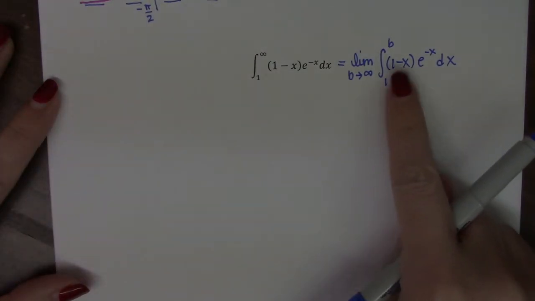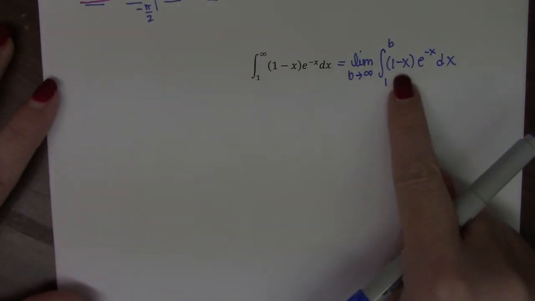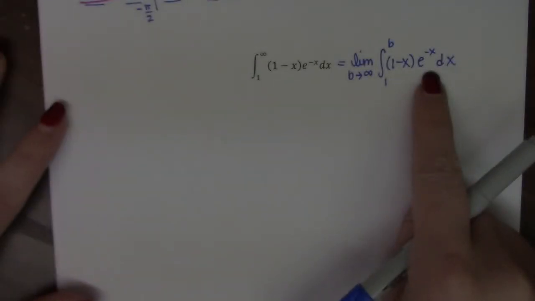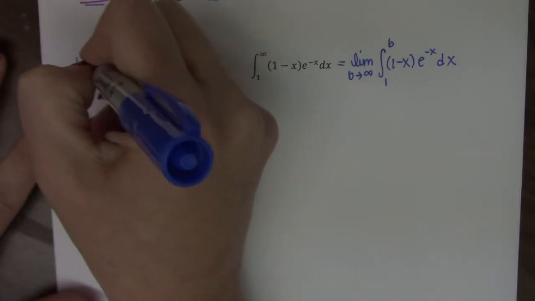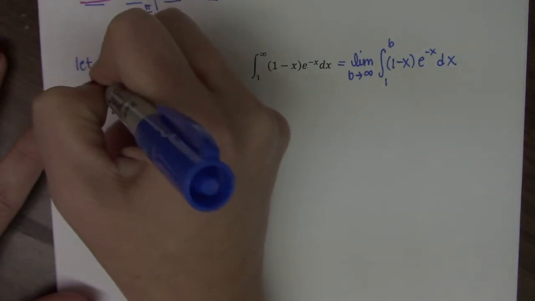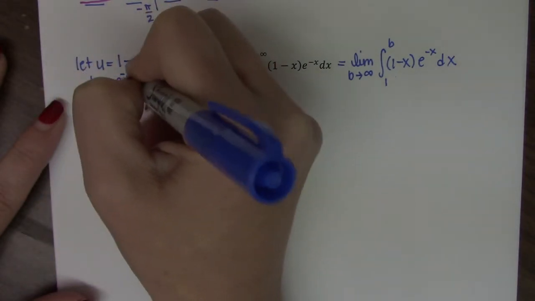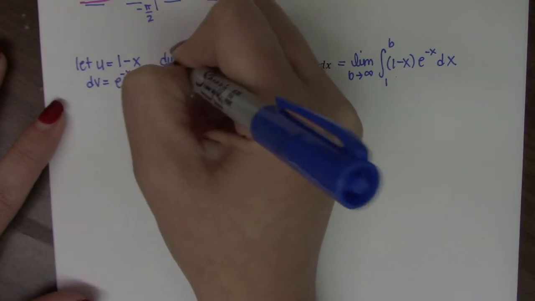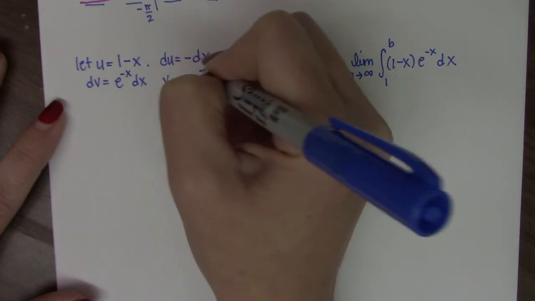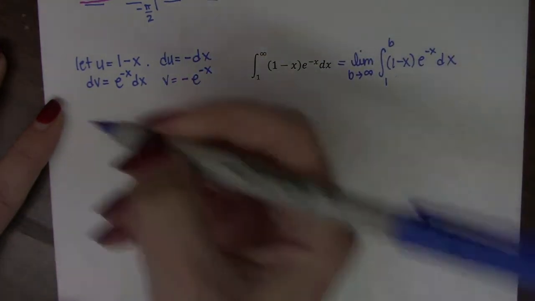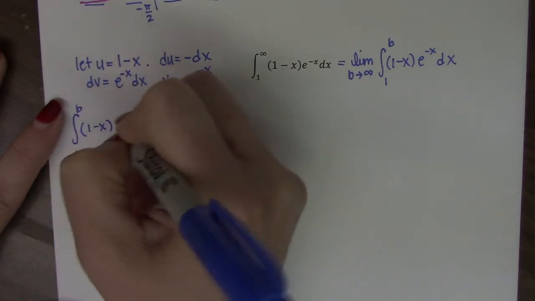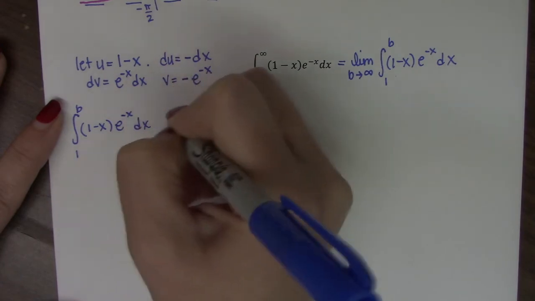It makes more sense to take the derivative of this because it's 1 and we can kill it than it does to try to take the derivative of this, which will just keep repeating over and over again. So we're going to let u be 1 minus x, and dv will be e to the negative x dx. So du is negative dx, and v is negative e to the negative x.